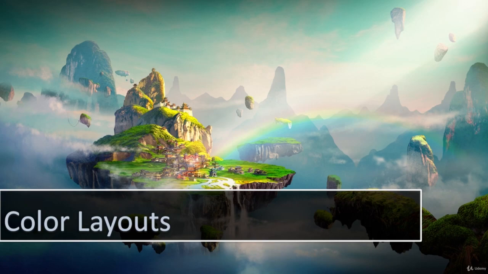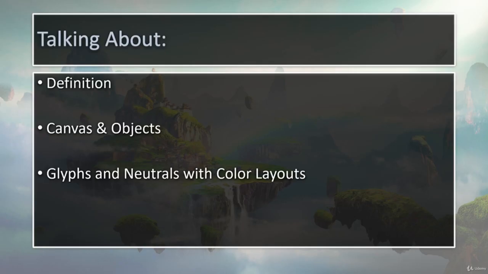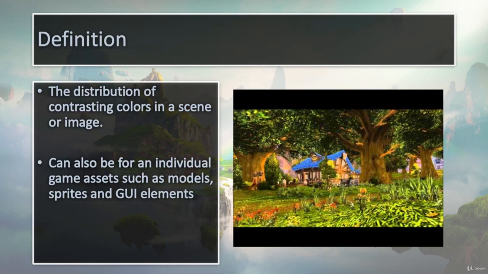So in this little lecture I'm going to be discussing the definition of a color layout, how canvas and objects work, and how glyphs and neutrals work with color layouts. So what is a color layout? Well, this is basically the distribution of contrasting colors in a scene or image. And this can also be for individual game assets such as models, sprites, and GUI elements.